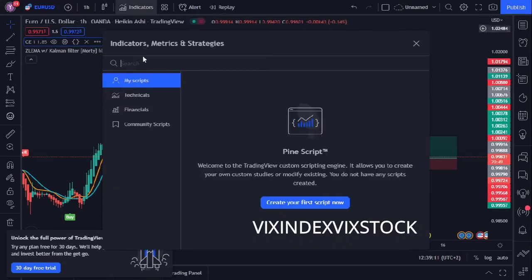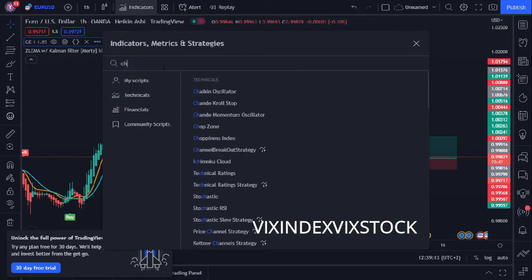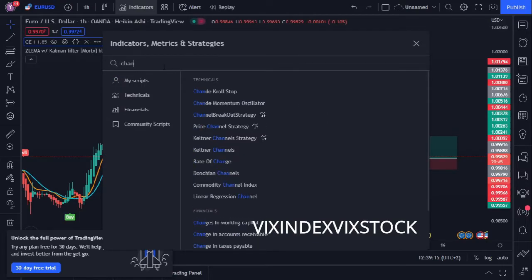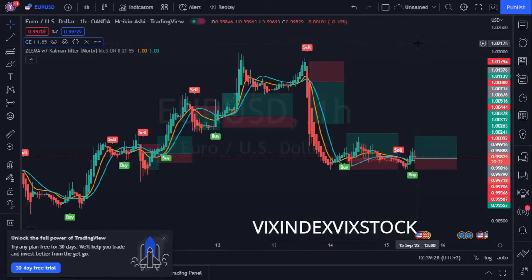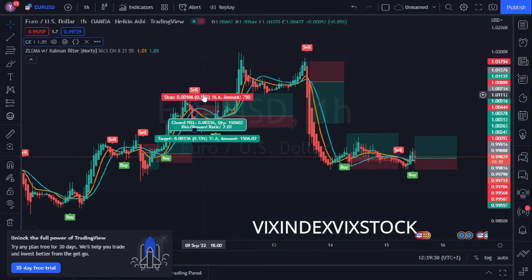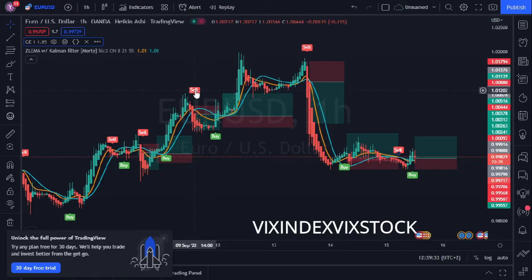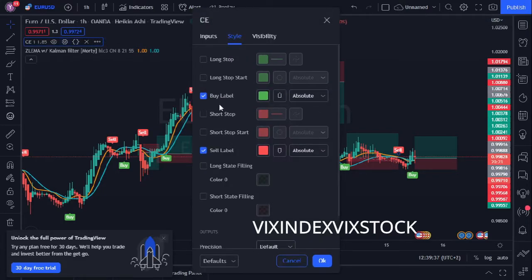So if you just go to indicators, we are going to search for chandelier exit. This one, the first one, chandelier exit by Evergate. There's about 6,200 downloads as of making this video, and we're just going to add it to our chart, and we are going to go into that indicator. And here are the settings that I have.